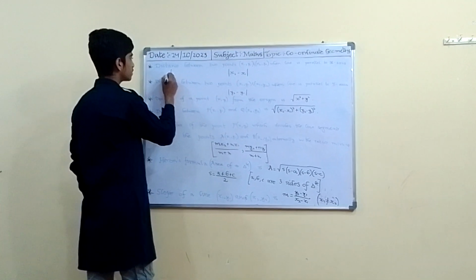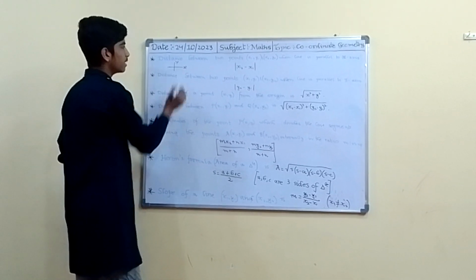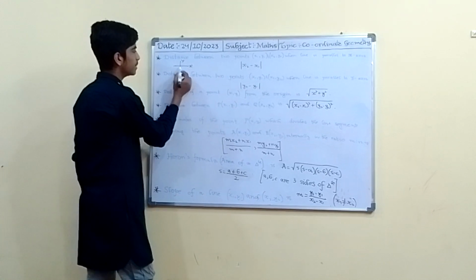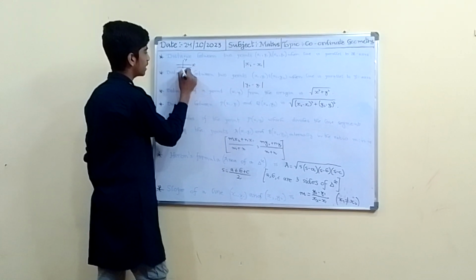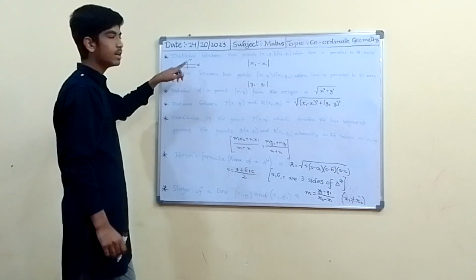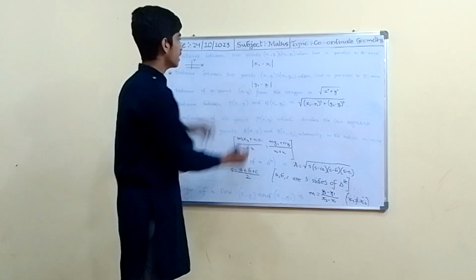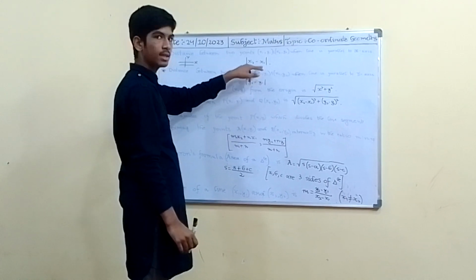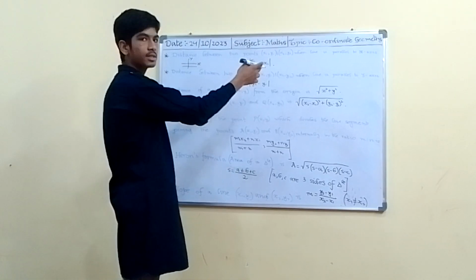Suppose this is a graph. This is x-axis and this is y-axis. When the line is parallel to x-axis, parallel means straight to the x-axis. We have to find the distance of this line. So the formula for this distance is modulus of x2 minus x1. This is the formula for distance between two points x1, y1 and x2, y2.